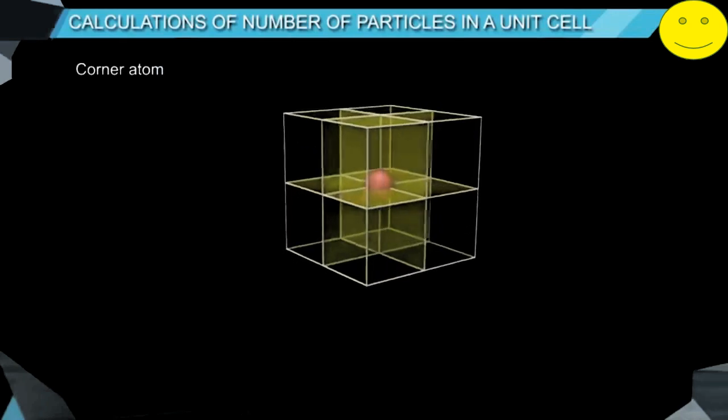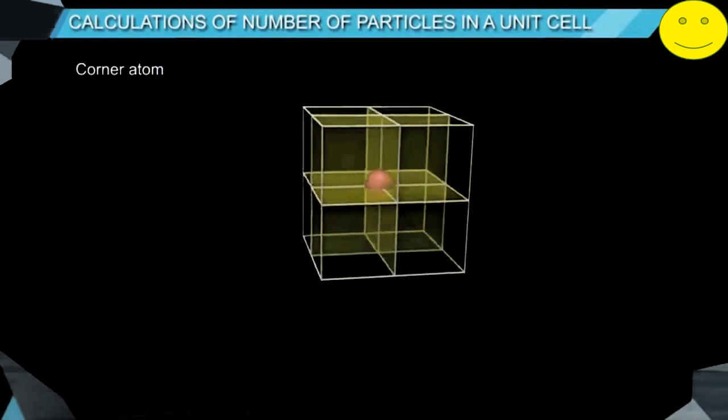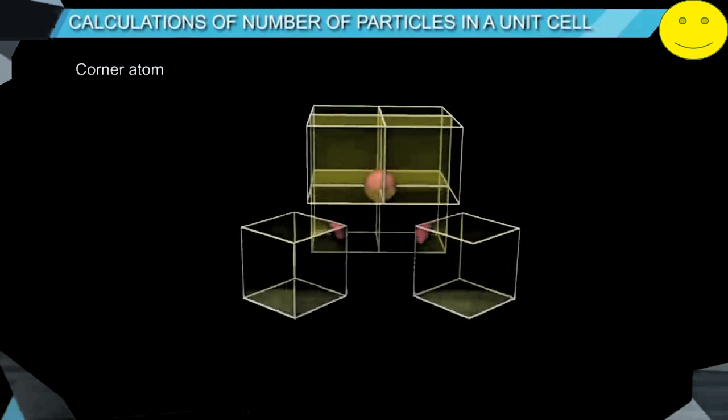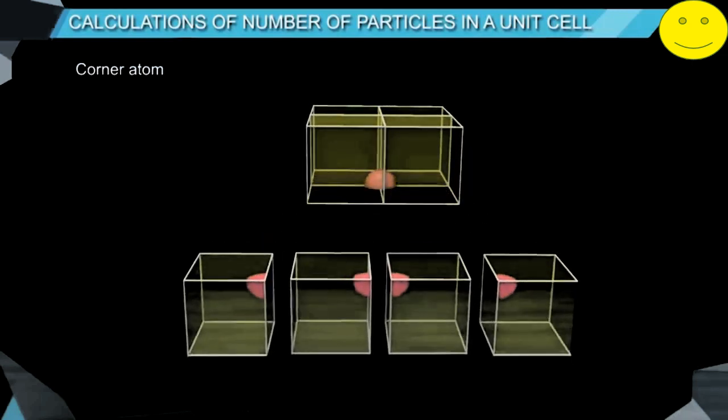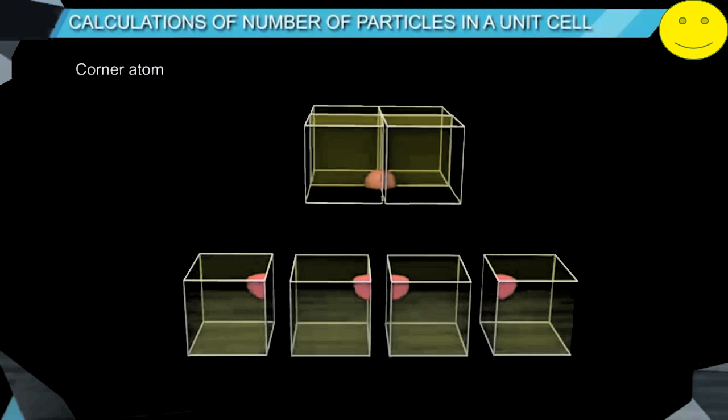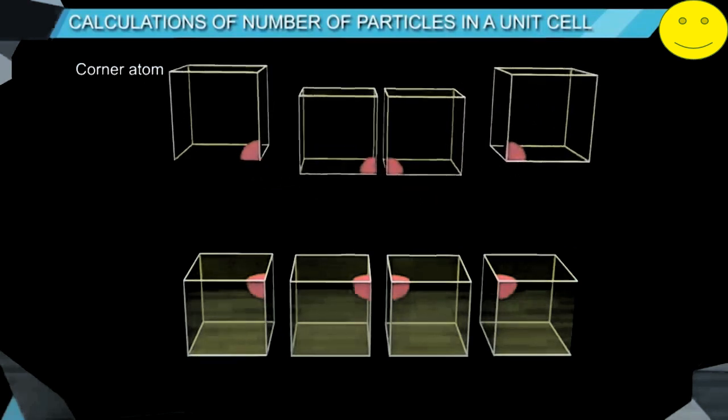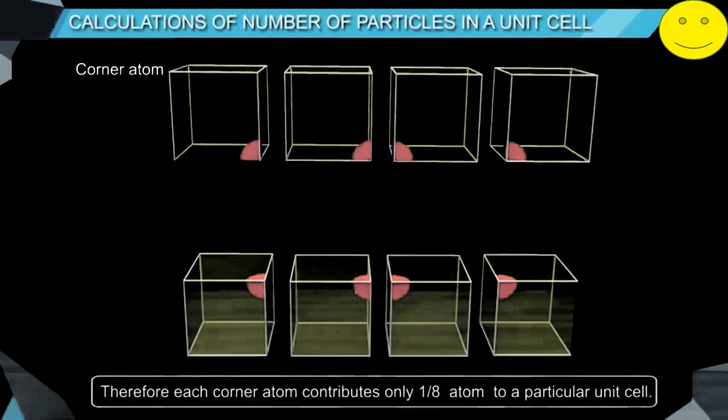A corner atom is shared equally by 8 unit cells. 4 unit cells are present at the lower layer and 4 unit cells are present on the upper layer. Therefore, each corner atom contributes only 1/8 atom to a particular unit cell.